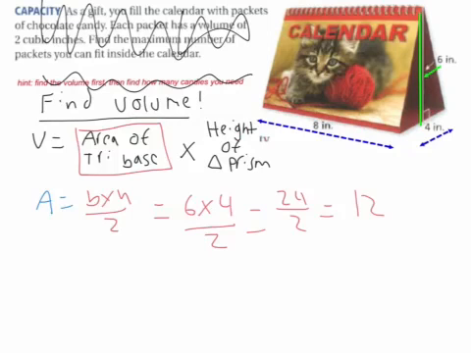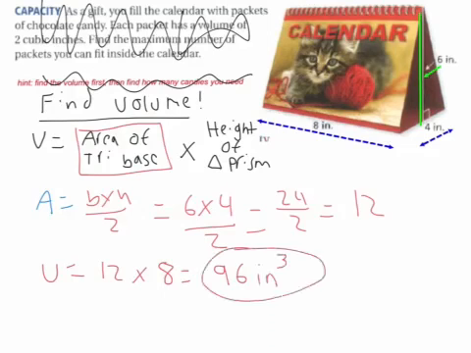So I'm going to now go ahead and say volume equals area of the triangle base we found was 12 times the height of my prism, again, the lines that connect my two triangles, is 8. And that equals, when you do that, 96 inches cubed with the label. Okay? So the tricky part here is, can you find the height of your triangle? And then can you find the height of the prism? They're different heights. Okay?